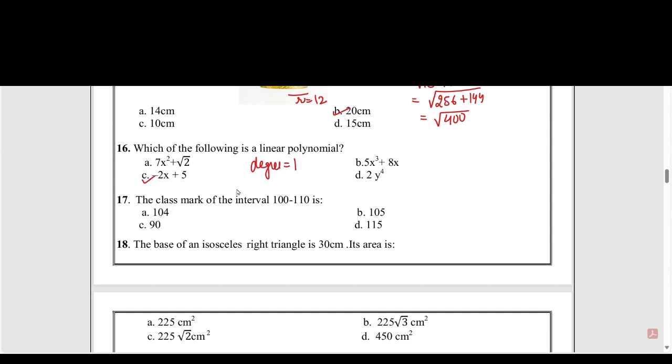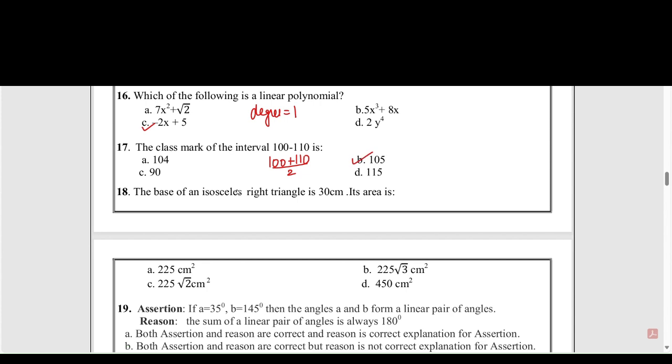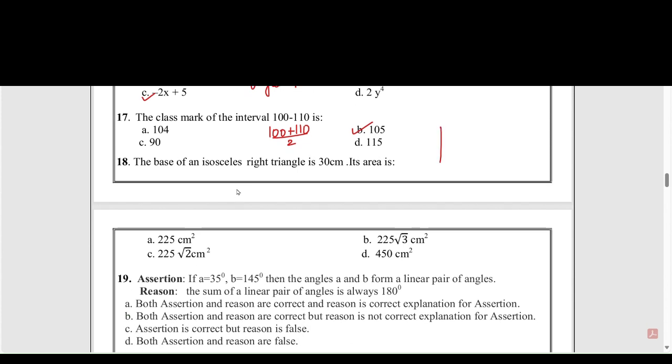Linear polynomial is one which has degree 1. So this one, C. Class mark is the midpoint or average. 100 plus 110 divided by 2. This is 105. Base of an isosceles right triangle. Hypotenuse is always greater than the other two sides. So if this is 30, this one is also 30. The right angle triangle formula is half into base into height. So half into 30 into 30.